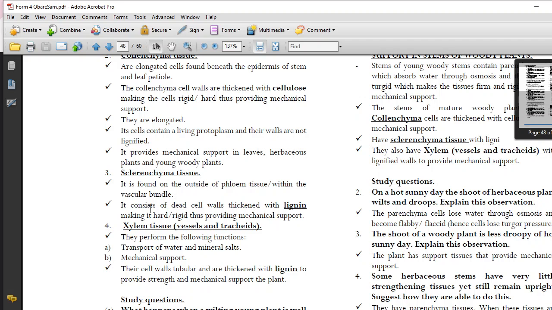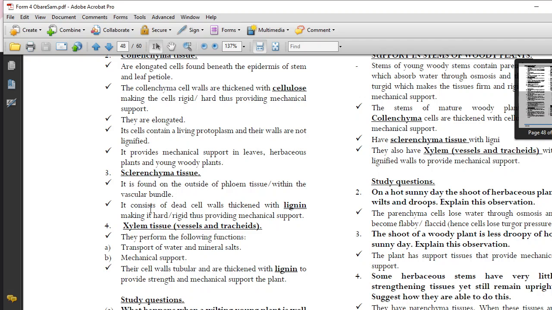Number 1, we've talked about the parenchyma, which offers support as a result of rigidity. Number 2 is the chorenchyma, which offers support as a result of thickening with cellulose. Number 3 is the sclerenchyma, which offers support as a result of lignification. Number 4, another support tissue in plants are the xylem tissues. The xylem tissue is made up of vessels and tracheids.